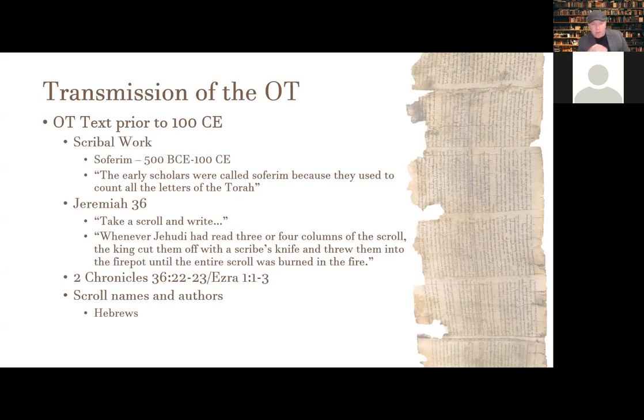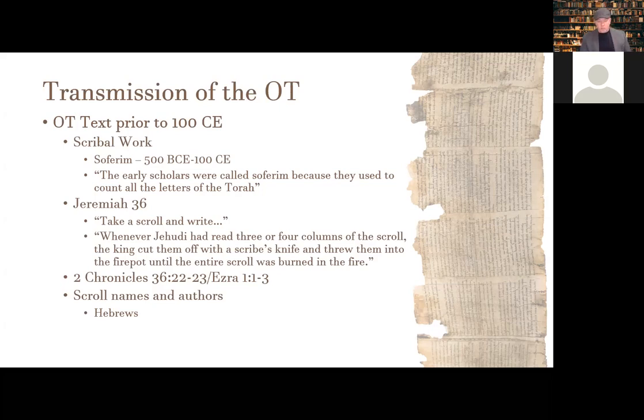From 500 BCE to 100 CE, you had this group called the Sopharim. It says here, the early scholars were called Sopharim because they used to count all the letters of the Torah. So we start seeing this meticulous nature of recording happening as far back as 500 BC. Now, we don't have text from that time. The oldest text we have really comes from about 250 BCE, but we know historically that these Sopharim were there at that time, meticulously counting every single letter of the Torah.